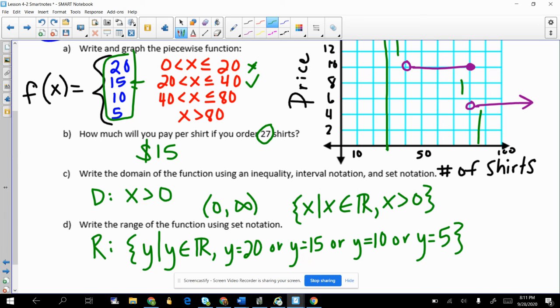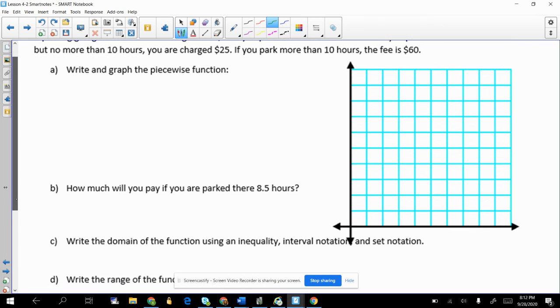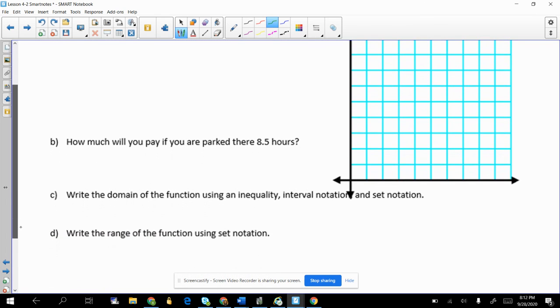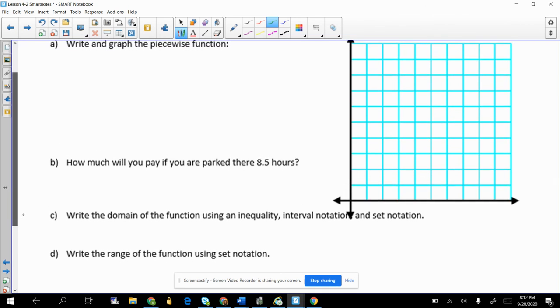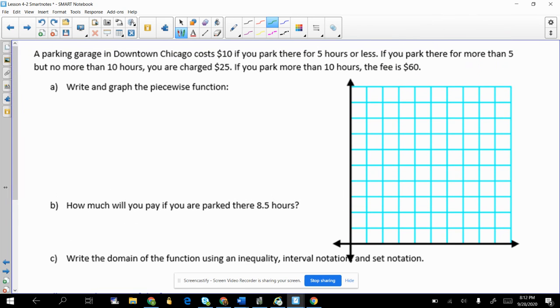Okay. All right. So this last one, I want you guys to try on your own. It says a parking garage in downtown Chicago costs $10 if you park there for 5 hours or less. If you park there for more than 5 but no more than 10 hours, you are charged $25. If you park more than 10 hours, the fee is $60. So you're going to write and graph a step function, and then you're going to answer parts B, C, and D. So how much will you pay if you're parked there for 8.5 hours? And then write the domain and range. Okay, so please pause the video here and go ahead and do that.